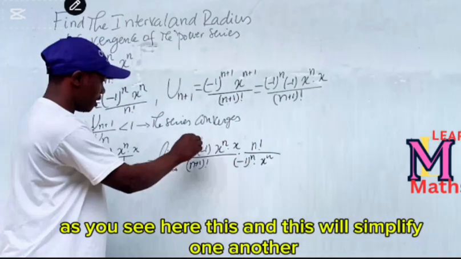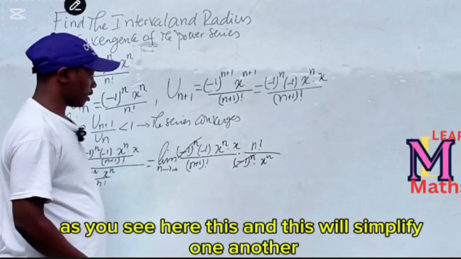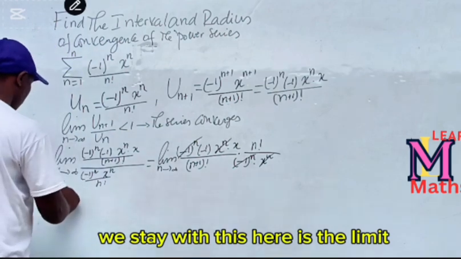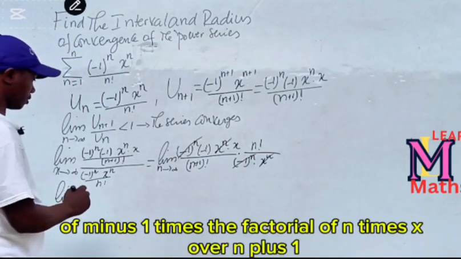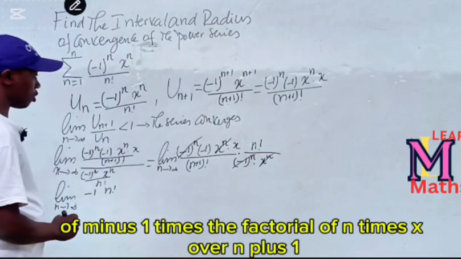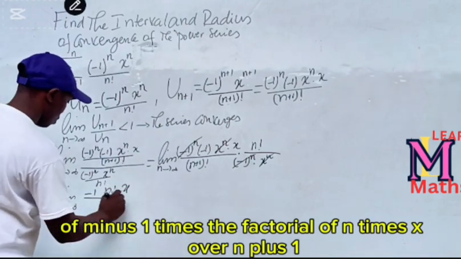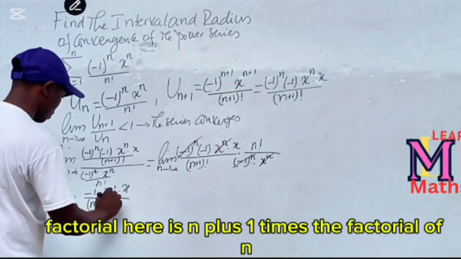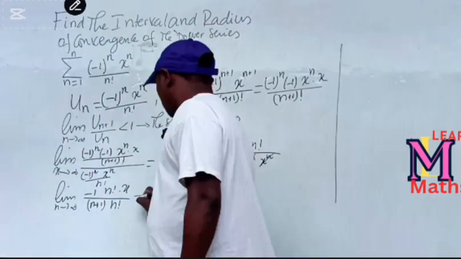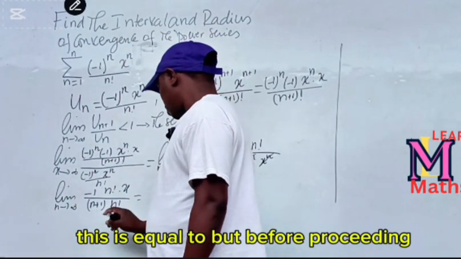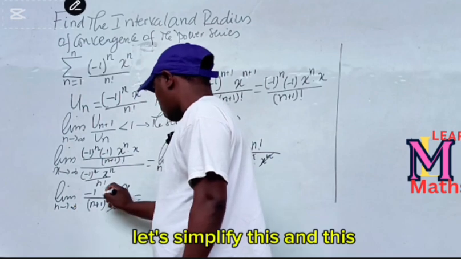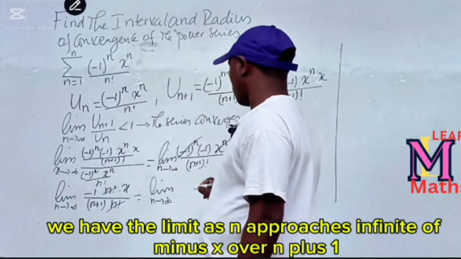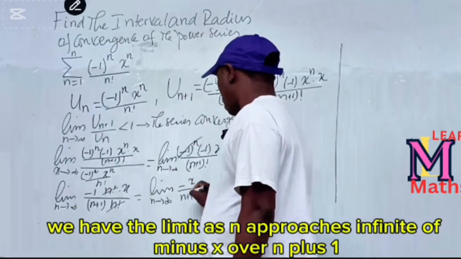As you see here, this and this will simplify one another. We stay with this: the limit as n approaches infinity of minus 1 times the factorial of n times x over (n+1) factorial. Here (n+1) factorial is n plus 1 times the factorial of n. Before proceeding, let's simplify this and this. We have the limit as n approaches infinity of minus x over n plus 1.